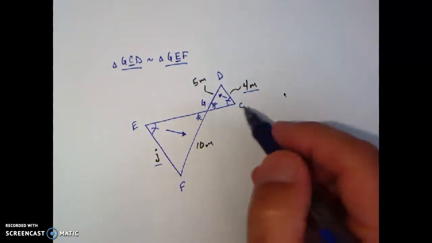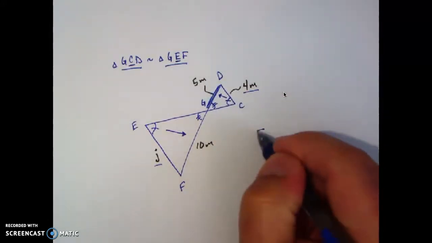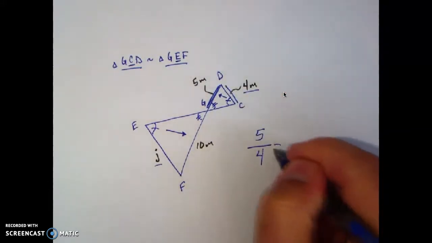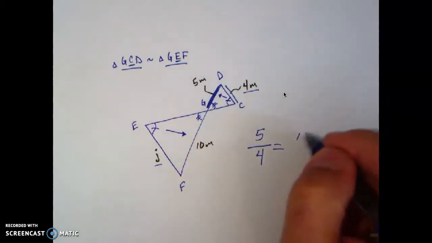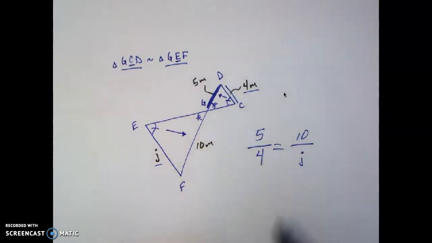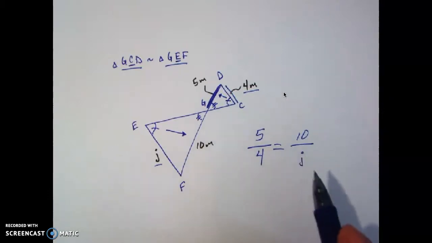And remember, there's lots of ways to set up proportions. So if I say 5 is to 4, as, remember what corresponds to the 5 is 10. And what corresponds to the 4 is J. Now, there's other ways I could have set up this proportion. I just need to make sure that as I set this up, I'm lining up corresponding sides.